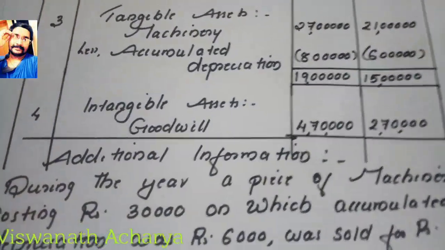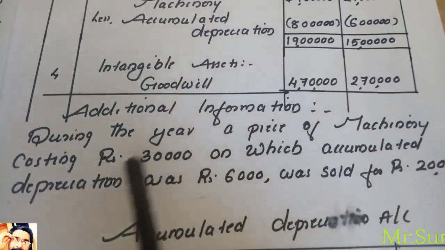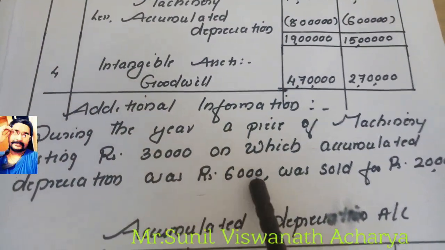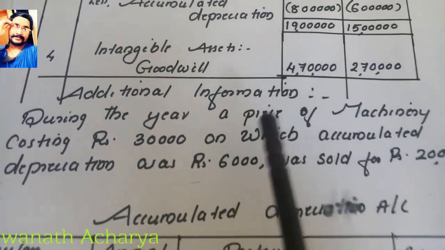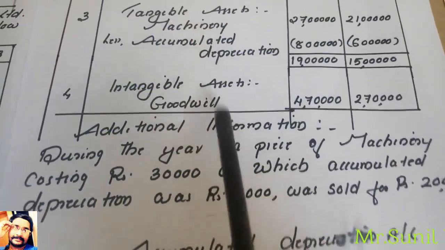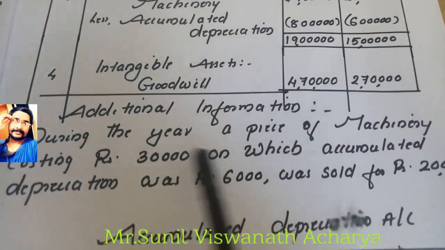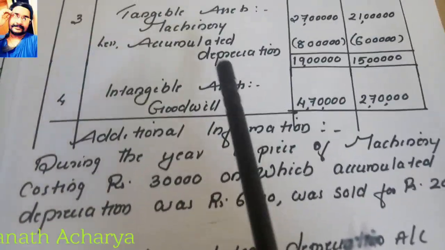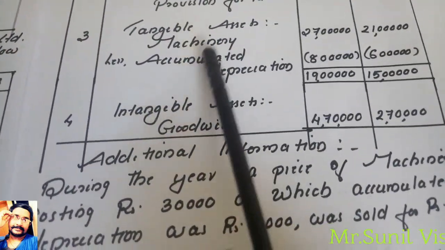Now, some additional information is given. What is the additional information? See, during the year, a piece of machinery costing rupees 30,000, on which accumulated depreciation was 6,000, was sold for rupees 20,000. So from the tangible asset, machinery was there, right? Some of the machinery we sold. What price did we sell at? 20,000. What was its cost price? 30,000. What was its accumulated depreciation? 6,000.